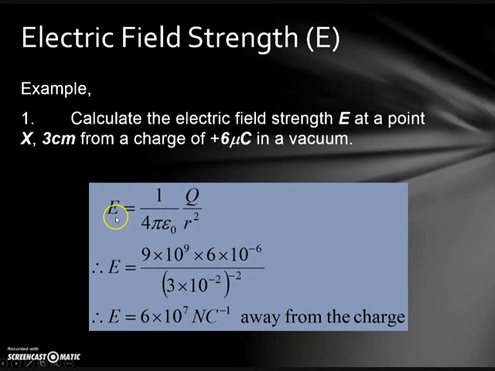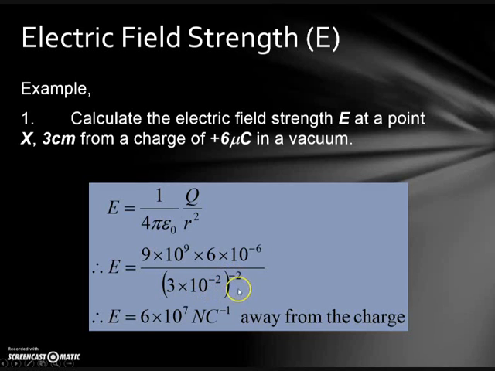So our formula E is 1 over 4 pi epsilon naught times Q over R squared. Substitute in all the numbers we know: 6 times 10 to the negative 6, because it's microcoulombs. At the bottom there we have 3 centimeters. We know that 3 centimeters is not meters, so we have to get our SI unit to meters, which is times 10 to the negative 2.